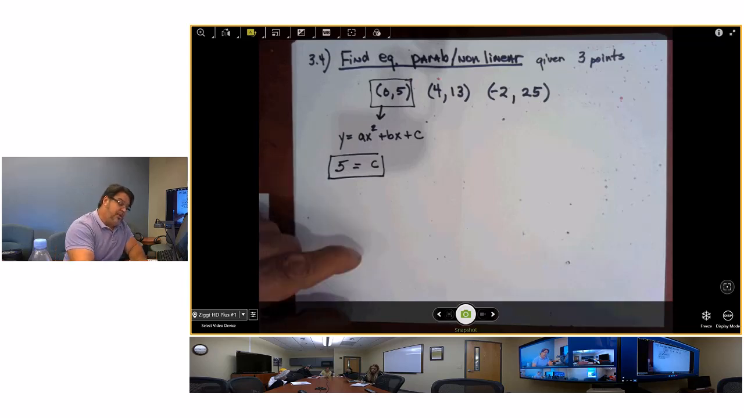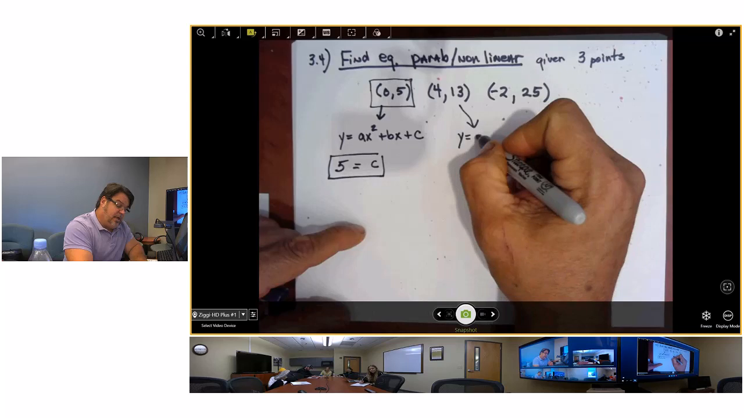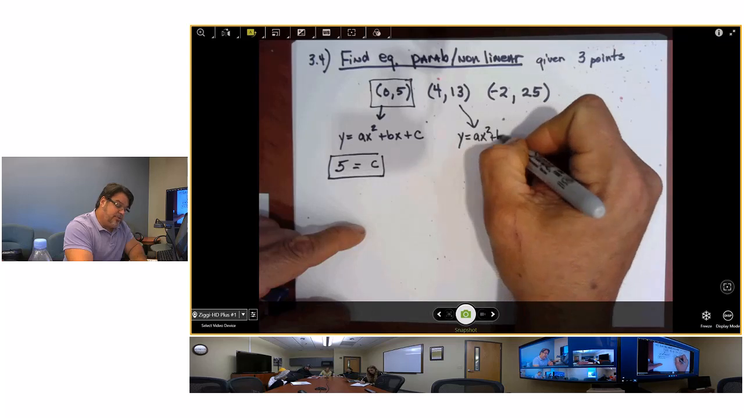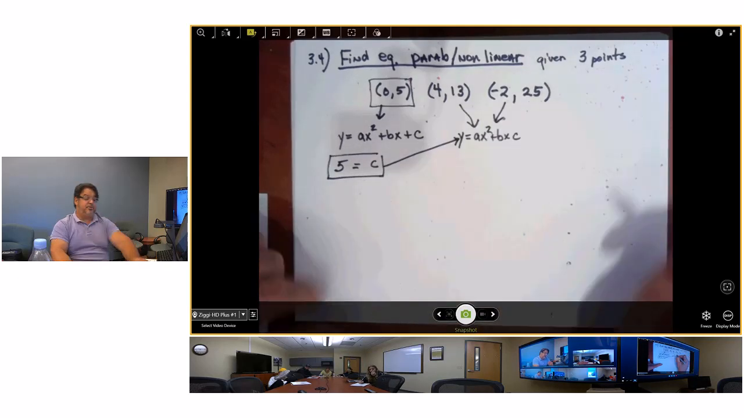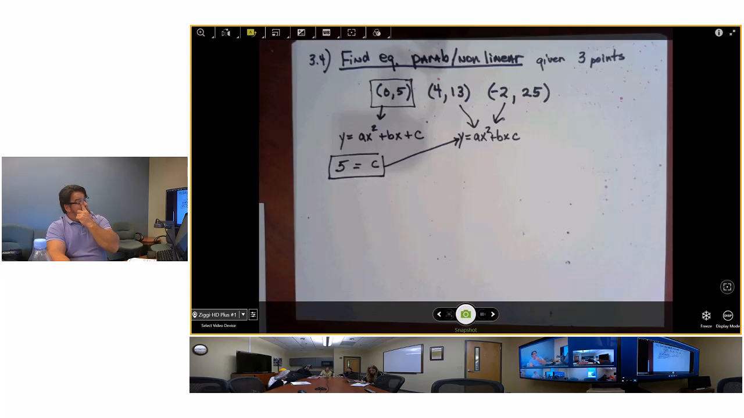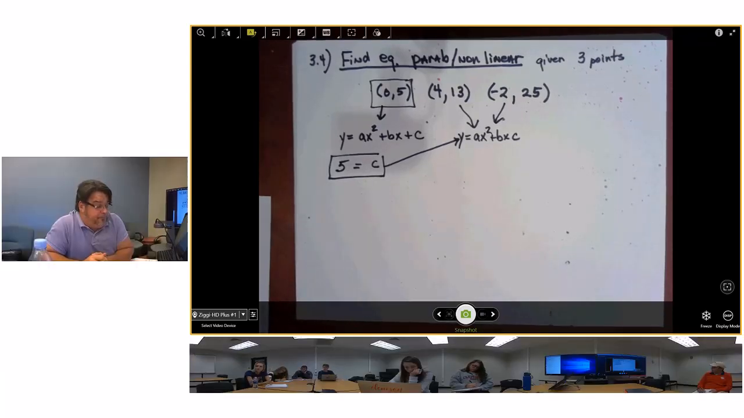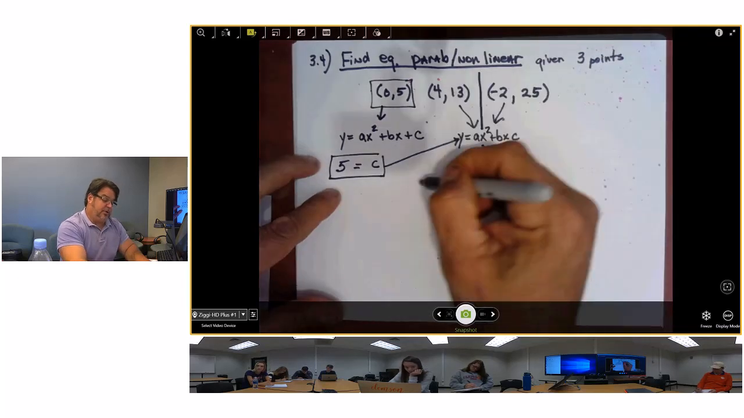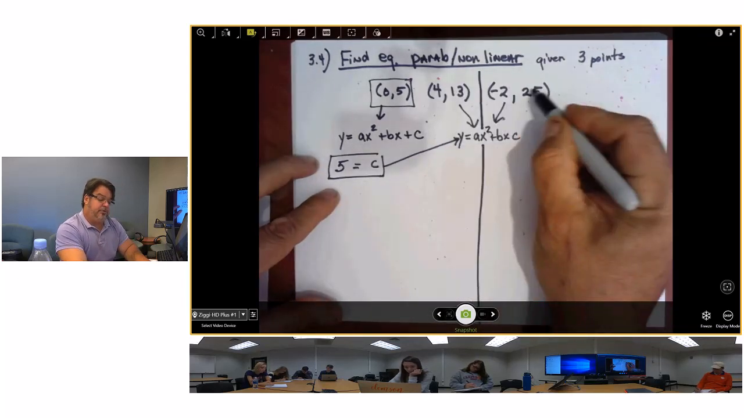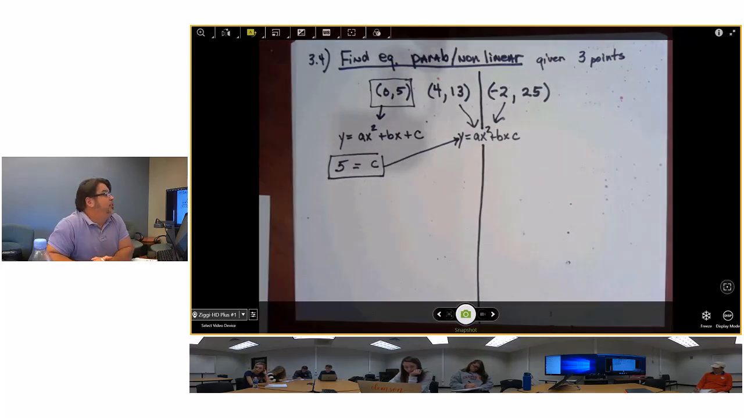Now I want you to plug this into y equals ax squared plus bx plus c, and this, and then do that. So you're going to have 2 equations. So do that right quick. And I'll draw a line down through here, because we're going to do 4 and 13 on this side, and we're going to do negative 2 and 25 on this side. Don't forget c is equal to 5. Plug those in.